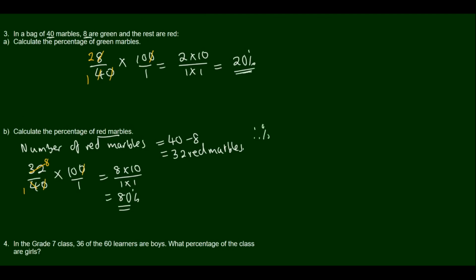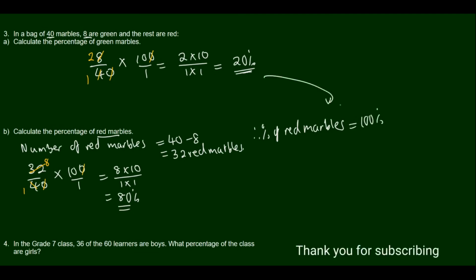Therefore, percentage of red marbles. The total marbles is 100%. So the percentage of red marbles will be 100%, we're using this 100% minus 20%, which is 80%. You see, we're getting the same answer.